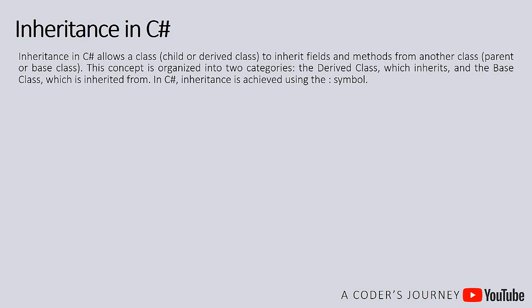So the class you are inheriting from is sometimes called the super class, parent class, or base class, and the class which is inheriting from a super class is called child class, derived class, or subclass. So this concept is organized into two categories, right? As I told you, the derived class, which inherits, and the base class, which is inherited from. In C#, inheritance is achieved using the colon symbol. In, for example, TypeScript, we use the extends keyword, right?